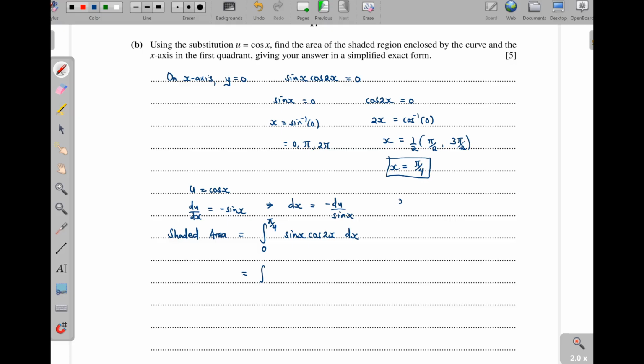For x equal to 0, what will be u? u will be equal to cos of 0, and that gives 1, not so? Then for x equal to pi over 4, u is going to be equal to cos of pi over 4, which will give us 1 over root of 2. We can write root 2 over 2.